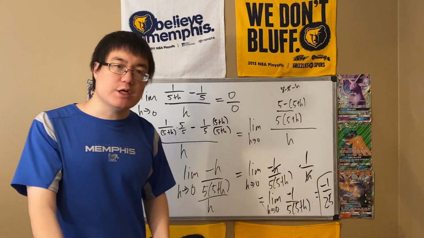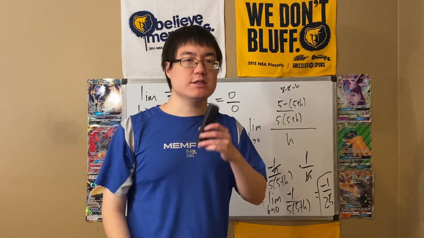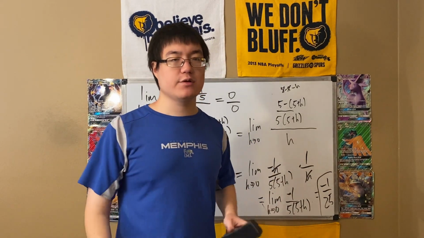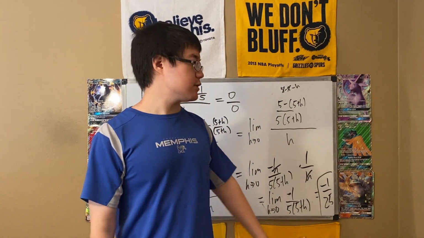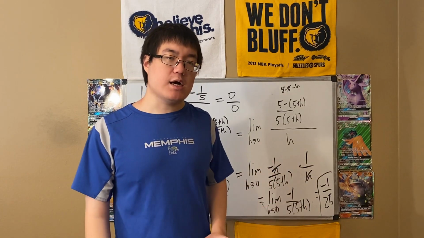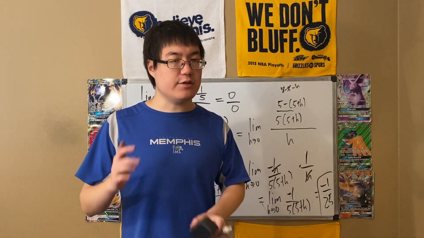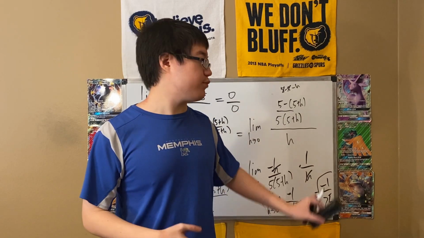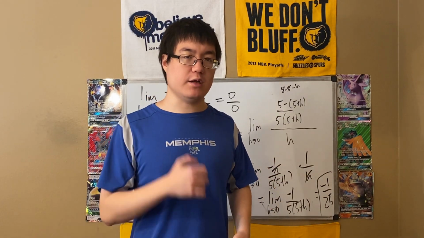So again, hopefully you know the general strategy by now. Recognize you get 0 over 0. Do something algebraically. In this case, it was combine fractions together using a common denominator. Then things will start canceling out pretty nicely. And then finally, you're going to plug in the number.